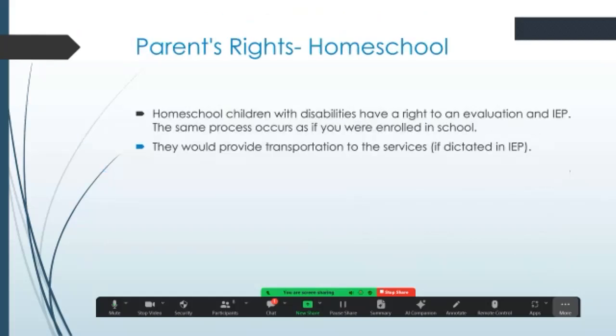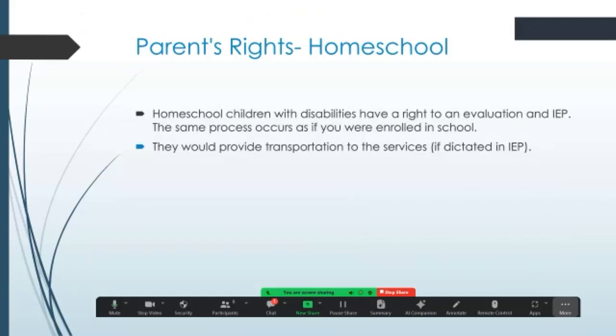And then you also have the rights for homeschooling. Homeschooled children with disabilities have a right to an evaluation and an IEP. The same process occurs as if you were enrolled in school. So if you're going to homeschool your students and the school district goes through the evaluation process and the IEP, they could still provide you services for related services, other service providers, speech, OT, PT.